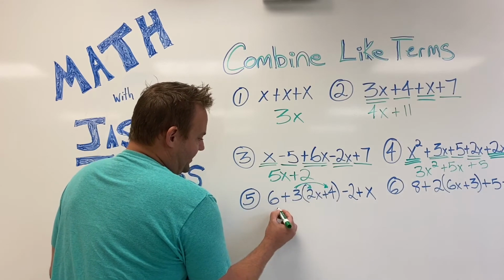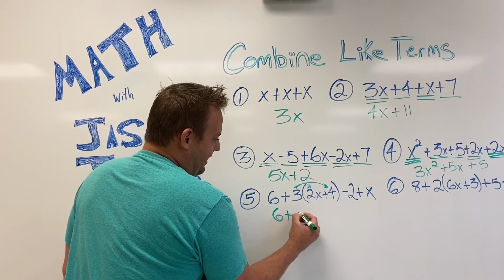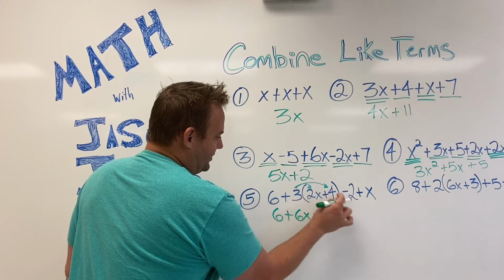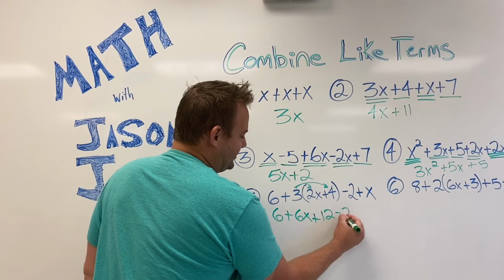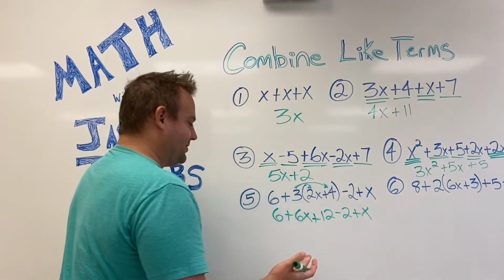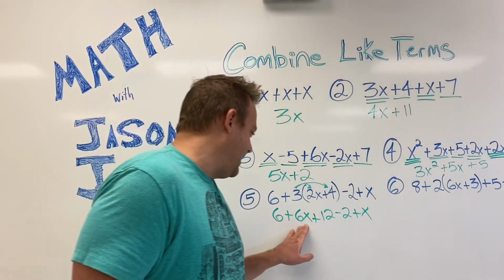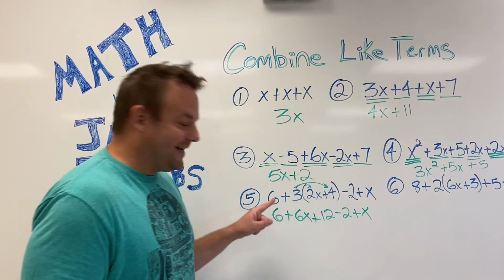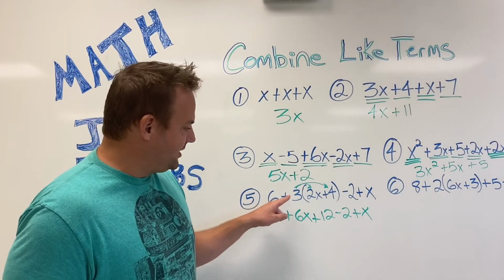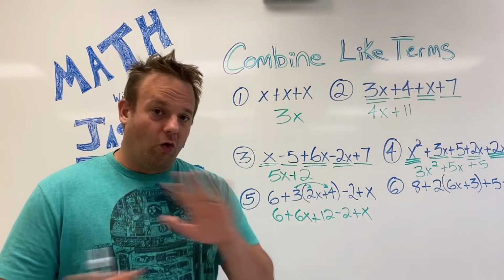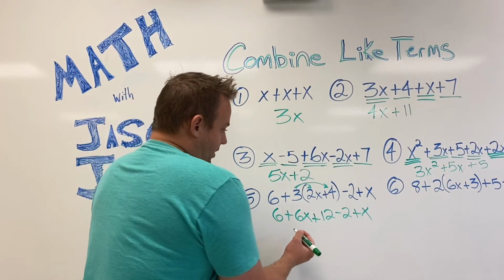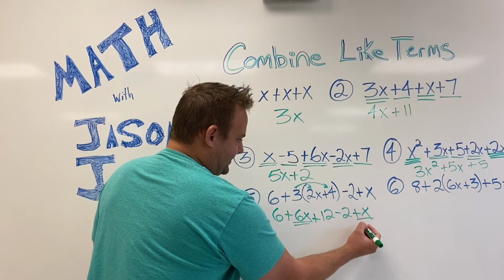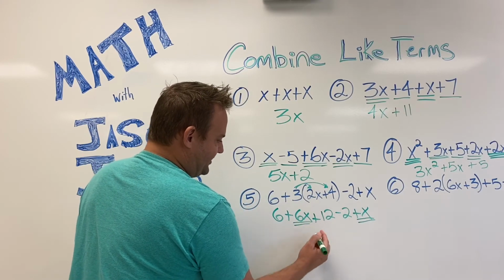And I'm going to rewrite this here as 6 plus 6x. 3 times 2x is how I got that. Plus 3 times 4 is 12. Minus 2 plus x. So that simplifies there. Now we have terms that I can work with to combine like terms. Again, the common mistake a lot of students do, well, they'll do 6 plus 3 and get 9. Wrong, don't do that. Now, the 6x goes with the x, and that equals 7x.